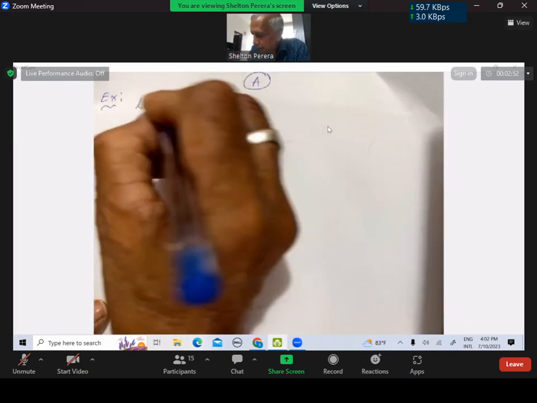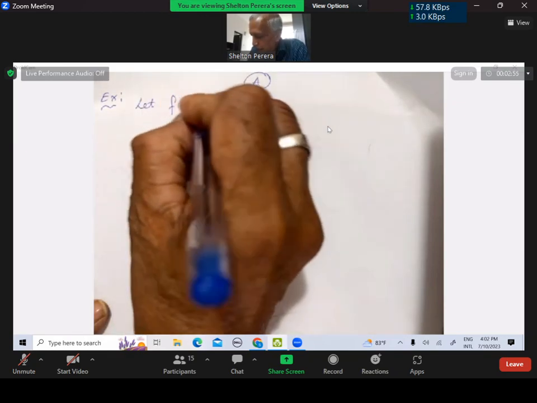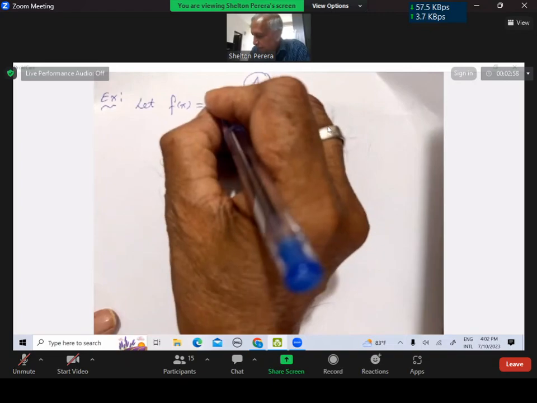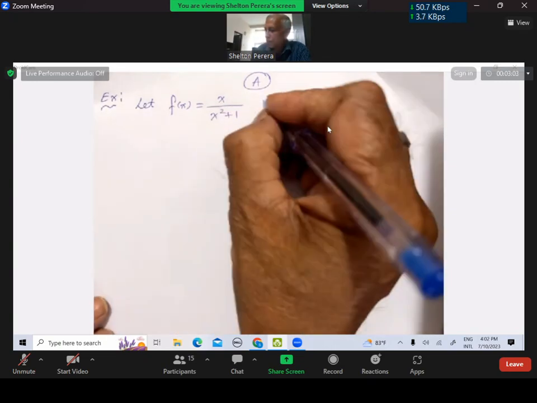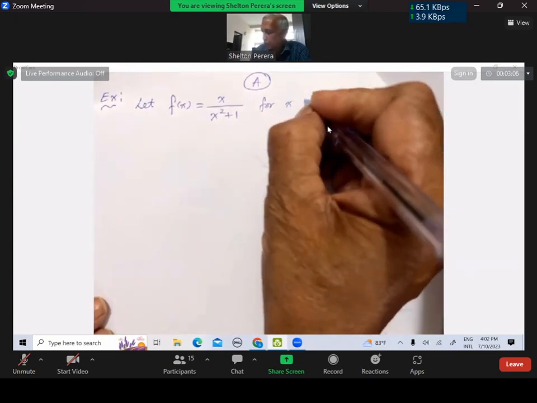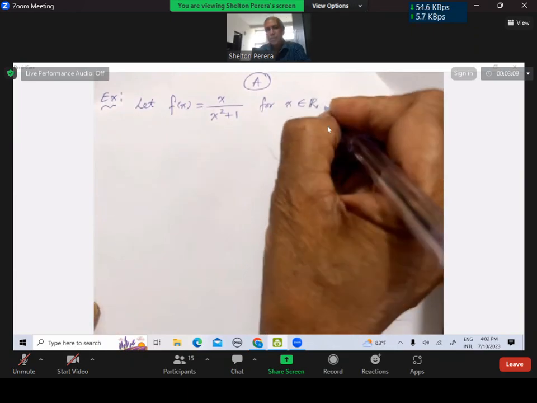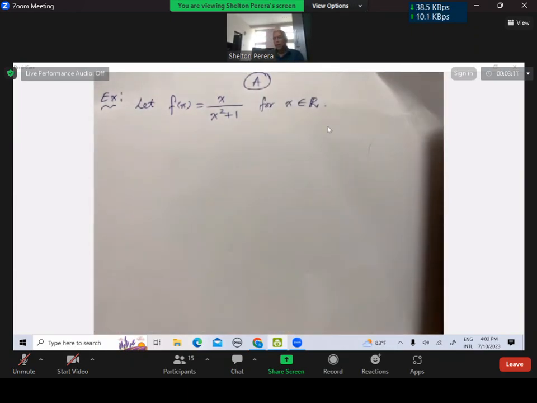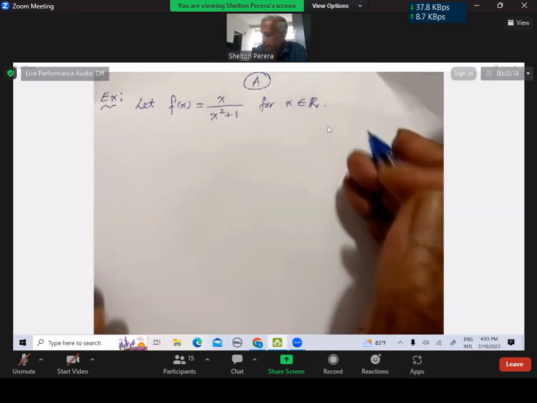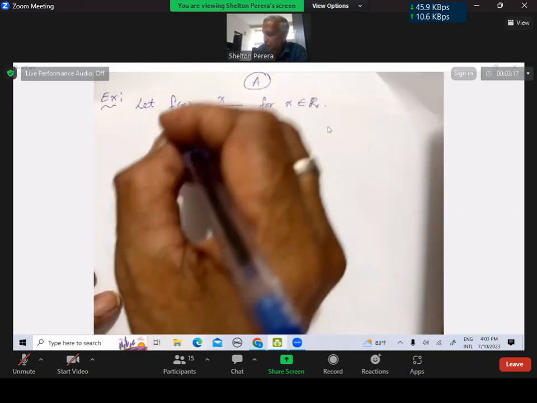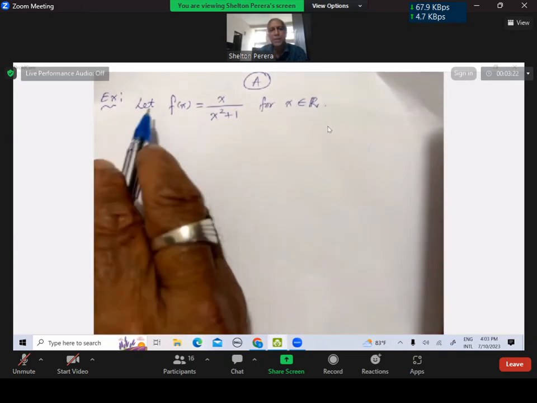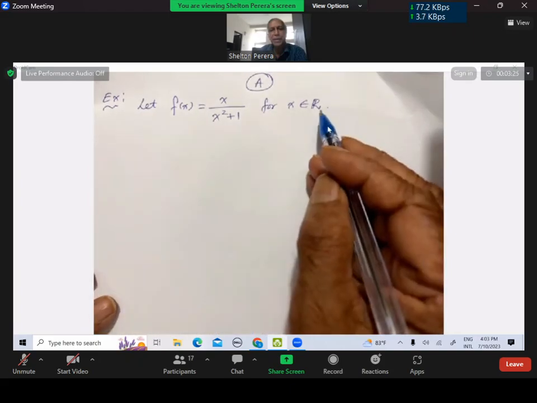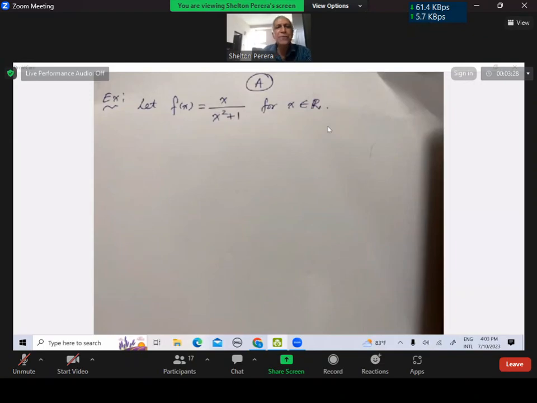Example. Let f of x be equal to, say, x over x squared plus 1, for x belongs to R. I draw the map f from R to R. The rule is given, and the domain is given, which is where the function, the rule, is defined.